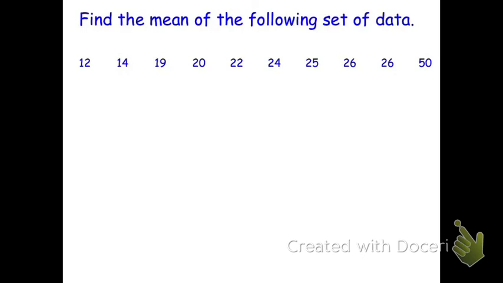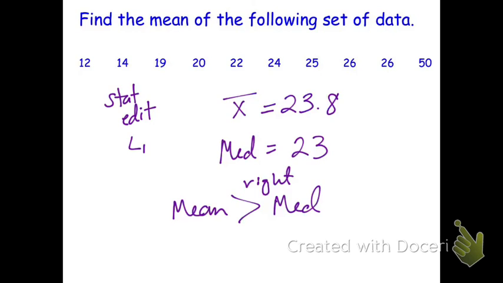Let's get some practice calculating the mean of this data. Everyone go to Stat Edit, put this in your list 1. Stat, clear, down arrow. Okay, I'm putting all the data in there. It's a right skew because the mean is greater than the median.